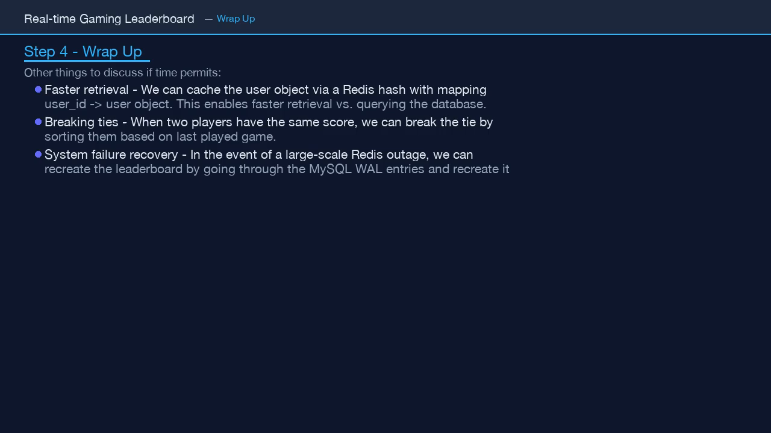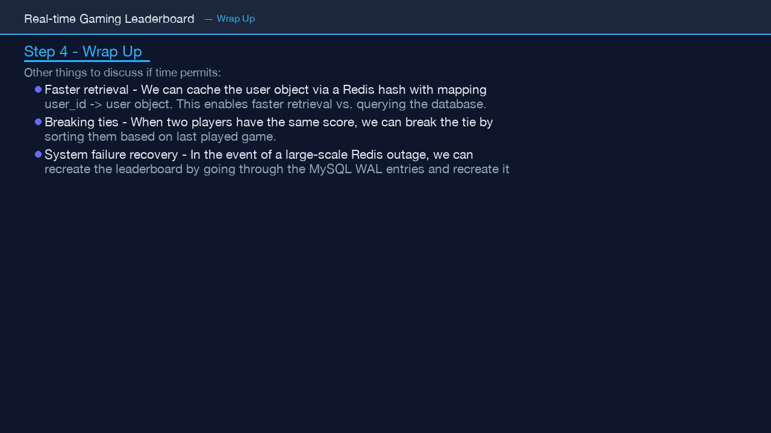Second, breaking ties. What happens when two players have the exact same score? We need a deterministic way to order them, and a clean approach is to sort by the timestamp of their last played game. The player who reached that score first ranks higher, which feels fair and is straightforward to implement.